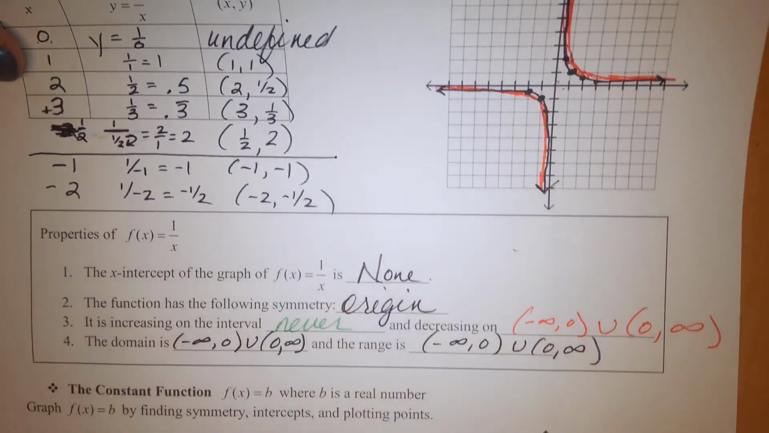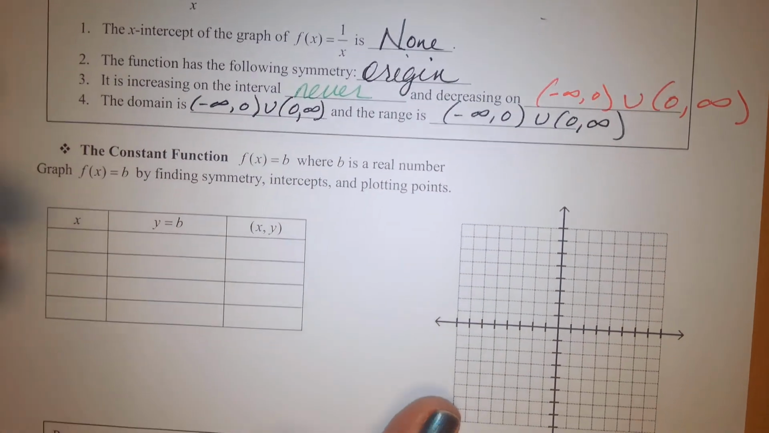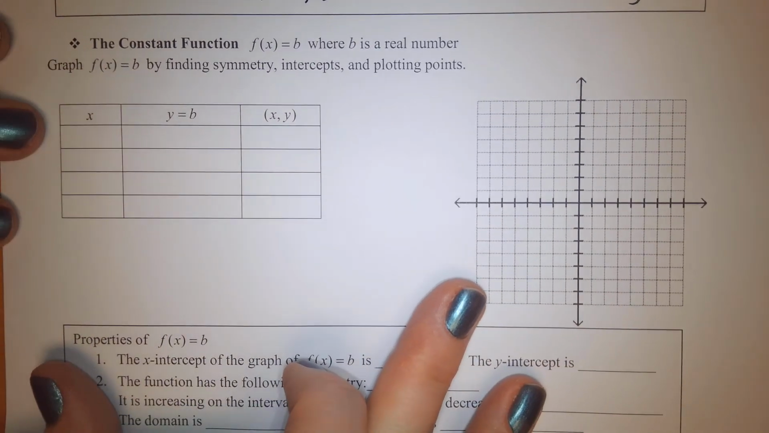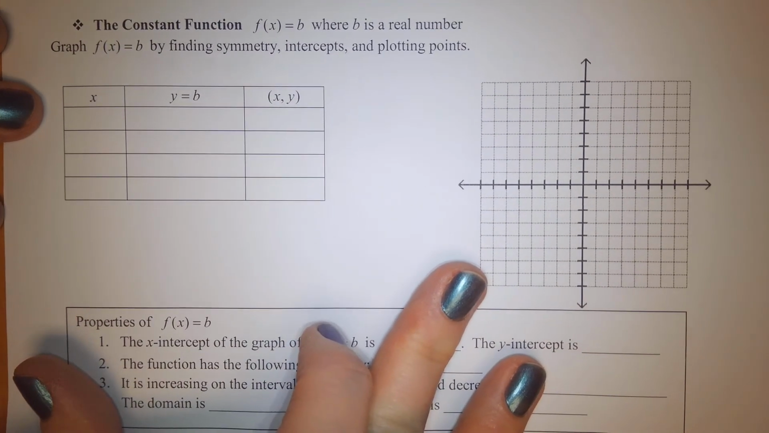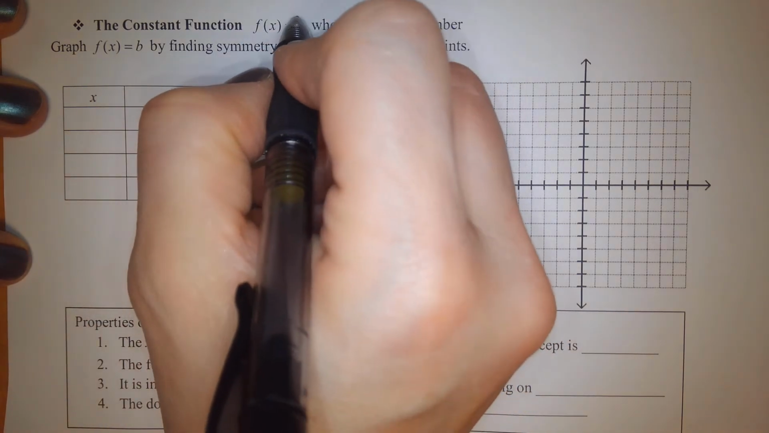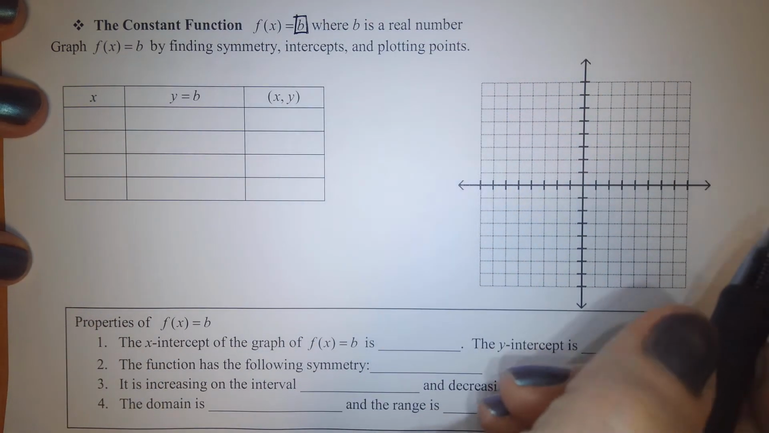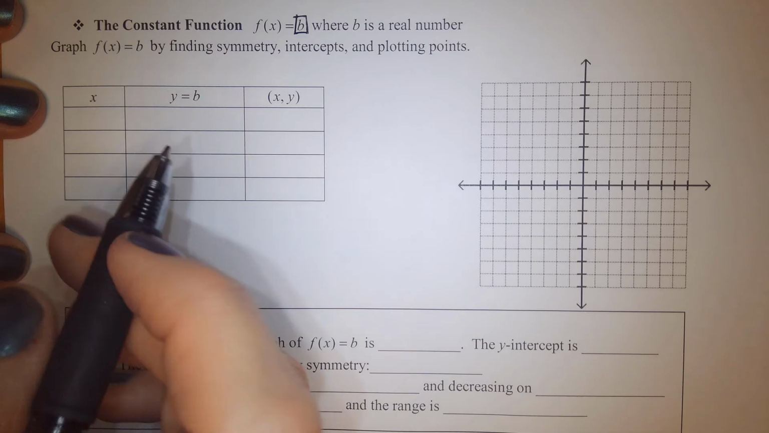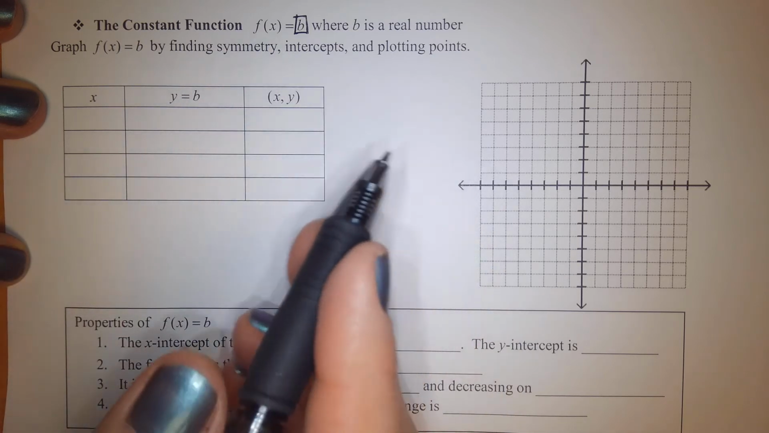The last graph is called the constant function. This is probably the easiest of them all, where f of x equals some number. This is a constant. It could be any number. It could be 2, it could be -10, it could be pi, it could be any constant number that does not change. Notice there is no variable in here. So there is technically no x to ever plug in.